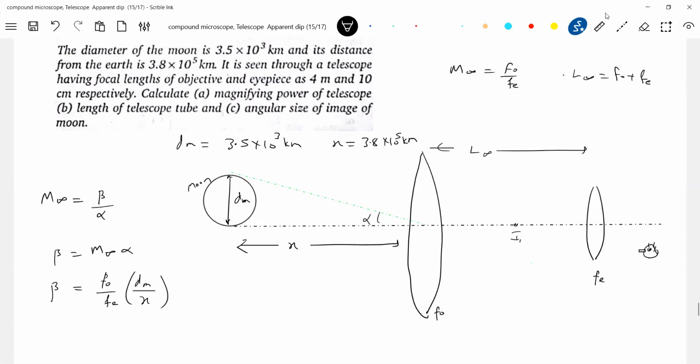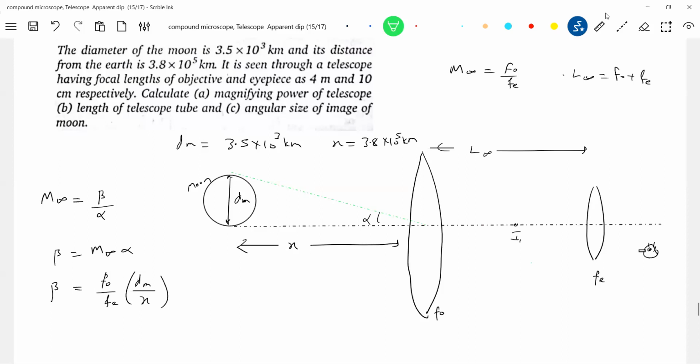Where is the image, sir? The image, I will see the image where that particular image will subtend an angle. So it is as good as the rays are coming in, no? So you will see the angular size of the image of the moon. So what is this beta? The angle subtended by it, not the diameter of the moon.